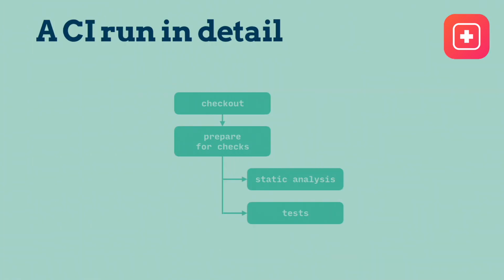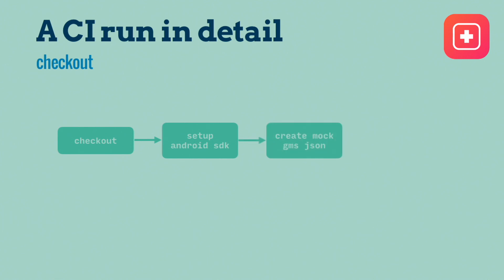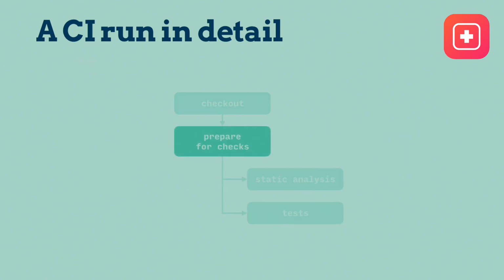Now, super quickly, what does happen during a run? We've seen that's the general structure. So checkout, runs checkout, sets up the Android SDK, creates a mock version of the JSON for GMS. Again, we don't care about the values because we're not running the app effectively, so any value in there works. And then we persist what we created to the workspace. So basically what we're doing is getting stuff, doing some stuff, and then saving stuff.